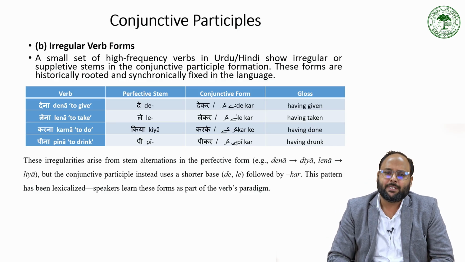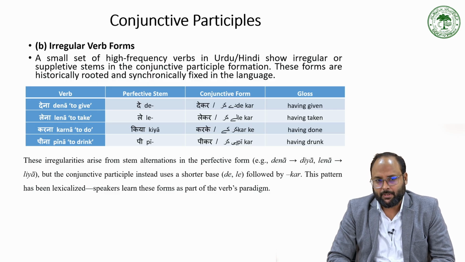A small set of high frequency verbs in Urdu-Hindi show irregular or suppletive stems in the conjunctive participle formation. So that is the suppletion. These forms are historically rooted and synchronically fixed in the language. Like dena changes into dekar, lena changes into lekar, karna changes into karke, and pina changes into pikar.